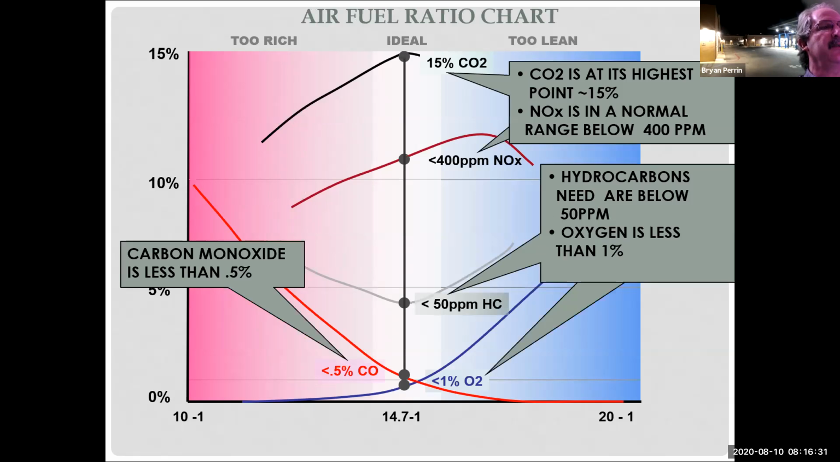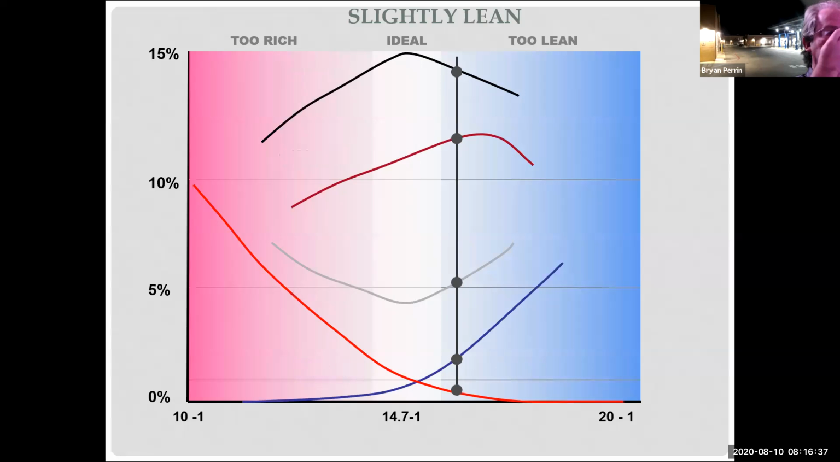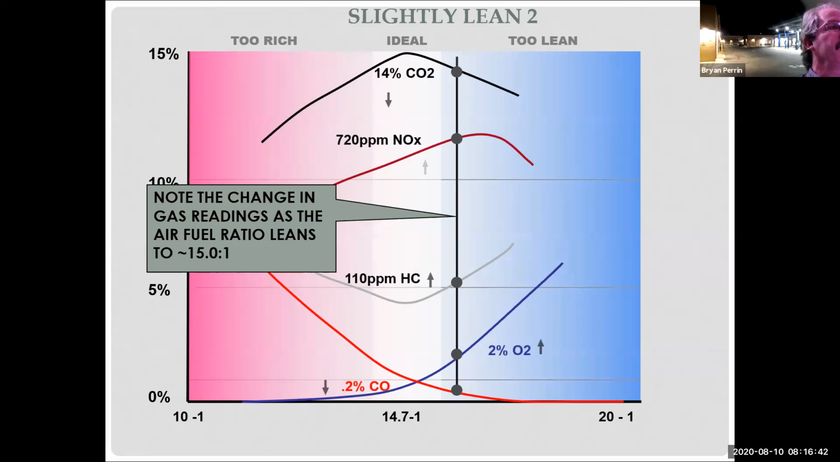Now, if I come back to stoichiometric, I can go slightly lean. So as I go slightly lean, I'm now at 15:1 air-fuel ratio. And I can see that my CO2 again has dropped because CO2 is at its highest point at 1 lambda. NOx has gone up to 720 parts per million. Hydrocarbons have gone up. O2 has gone up, and CO has gone down.